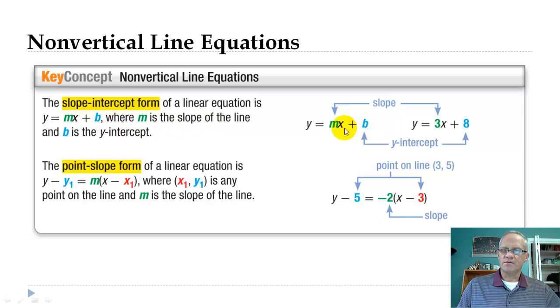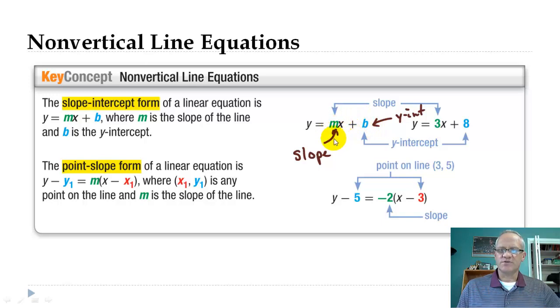And so in slope-intercept form, m, that's our slope. And then as it says here, b is the y-intercept. What we're really trying to do when we write an equation in slope-intercept form is find a number that we can put in for m, and a number that we can put in for b. As you can see in this example, y equals 3x plus 8, we've put in 3 for m and 8 for b.